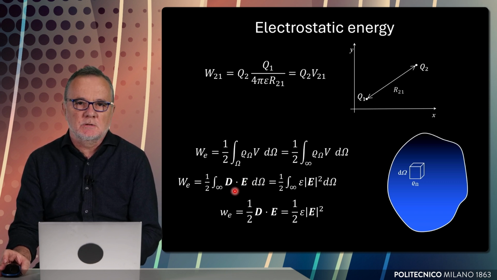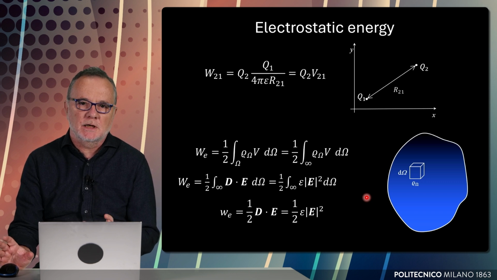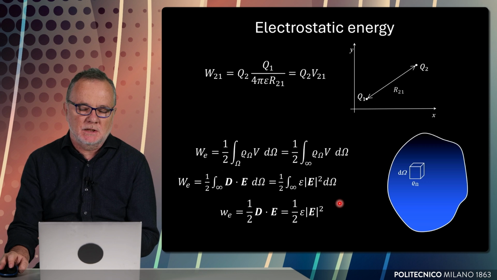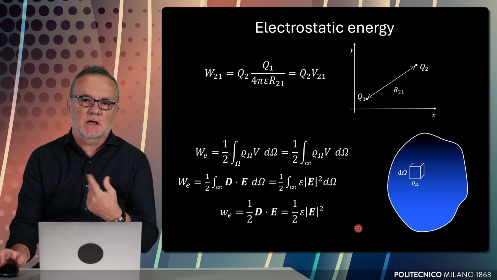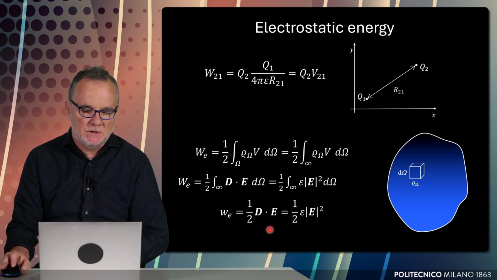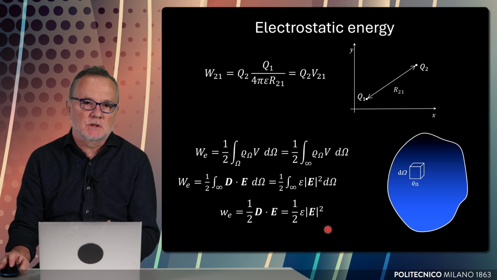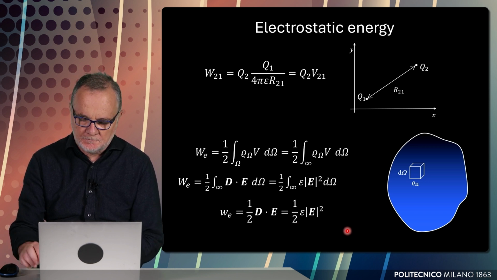We can substitute in place of D its relationship with E so that we have an expression for E only. All these are equivalent and correspond to the electrostatic energy stored in space due to a given charge distribution. Of course, the term inside this integral can be considered as an energy density, and therefore the electrostatic energy density can be written as 1/2 D dot E or 1/2 epsilon E square magnitude.